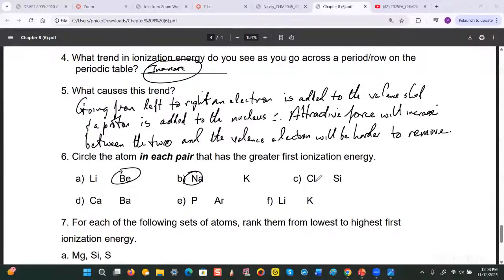What about chlorine and silicon? Which of these two would you expect to have the first ionization energy to be greater? Chlorine. Chlorine, absolutely right. Okay, calcium and barium. Which would you expect to have the first ionization energy which is higher? Calcium. Calcium. Okay, very good. And then we get to phosphorus and argon. Okay, where's phosphorus? They're both in period 3.